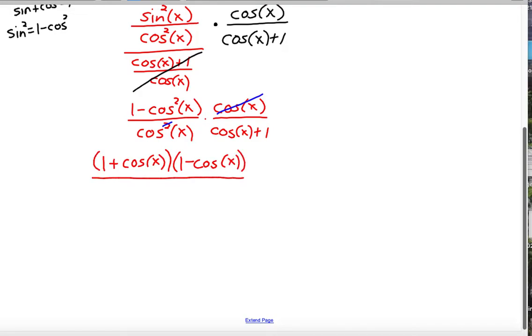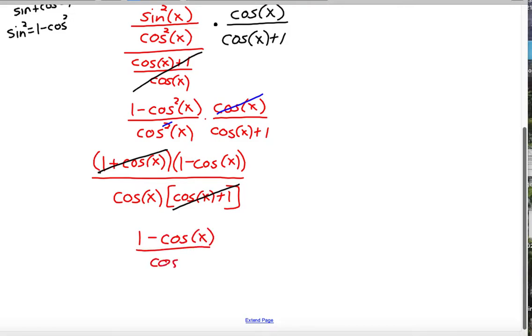And then what do I have left in the denominator? I'm making it a single fraction. I have a cosine of x left. It was cosine squared, but I canceled one of those. And then times cosine of x plus 1. And sure enough, that cosine of x plus 1 cancels with 1 plus cosine x. And so I'm left with 1 minus cosine of x over cosine of x, which is what I was trying to prove. And so we're done.